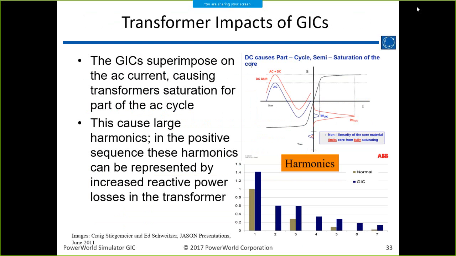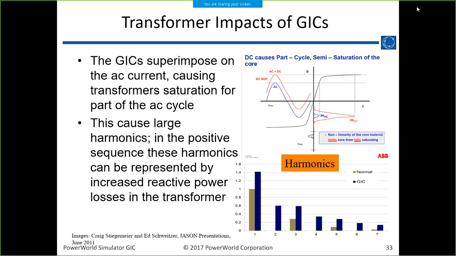Okay, so the next step is relating the GICs to the power system. The way the GICs impact the power system is they shift the AC waveforms in the transformers. You get a DC offset on your AC waveform. So the DC just superimposes on the AC. That pushes your AC waveform up in the transformer. It'll push your transformer into saturation for part of the cycle. So you get an asymmetrical waveform for the magnetizing current for your transformer. If you did a harmonic analysis on this, you would get even and odd harmonics.